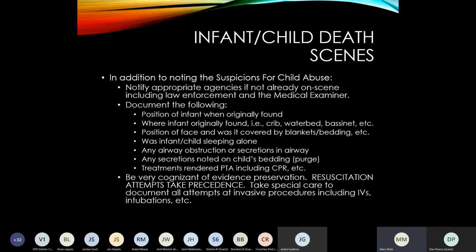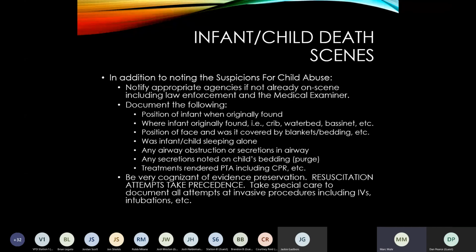Okay, infant and child death scenes. Note the previous history for child abuse. If the appropriate agencies, i.e. law enforcement and/or the medical examiner, aren't on scene, make sure that you notify them.